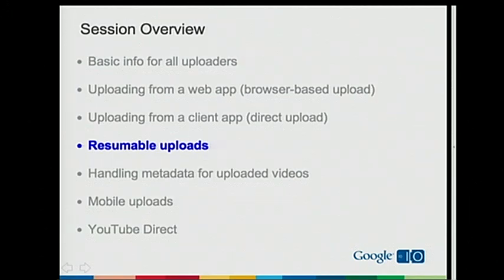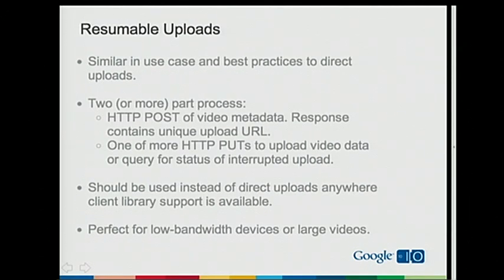Okay, so I'm going to spend a little more time talking about resumable uploads, especially since not so many of you have done an upload with the API. If you're going to get started, this is probably the mechanism you should use. In terms of use case, it's identical to direct uploads. You're going to use it primarily for installed applications. But it's a bit more like the browser upload that Jeff showed you. It's a two-stage process whereby you make an initial post, you get back a unique URL for your upload, and you use that unique URL to either provide the file contents or query for the status of the upload.